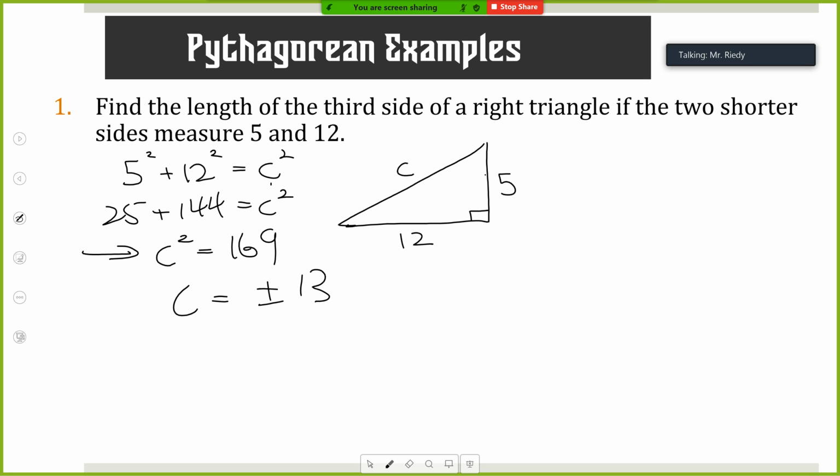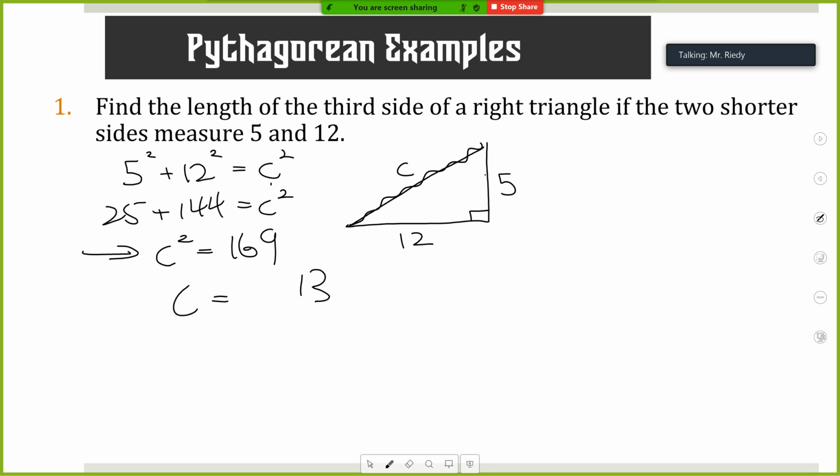Remember when we were solving algebraic equations, when we take a square root, we get a plus or minus. But that's ridiculous because we're solving for distances, so we just get 13. Thank you, Lily. Good job. Common mistake here is they put the C in the wrong place. So you do something like 5 squared plus C squared equals 12 squared. This has to be the longest side when you're done doing the calculations.